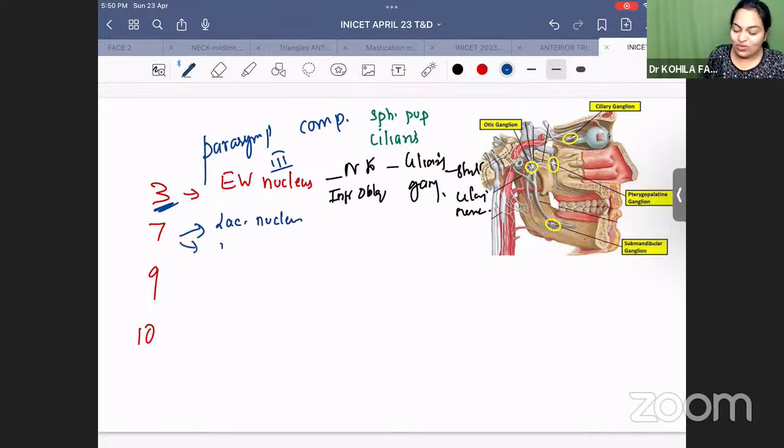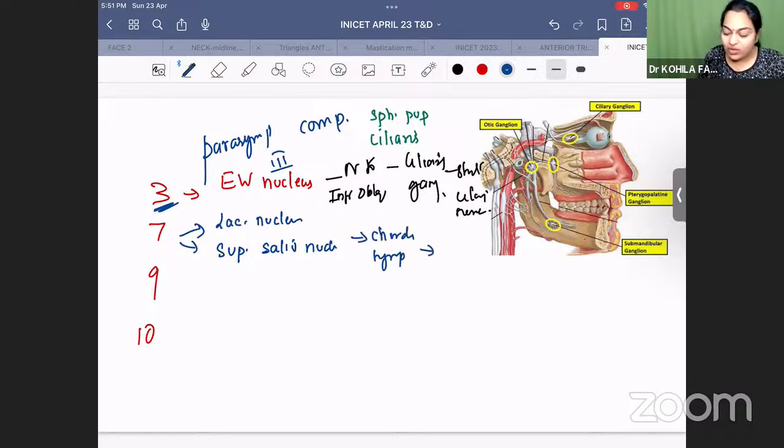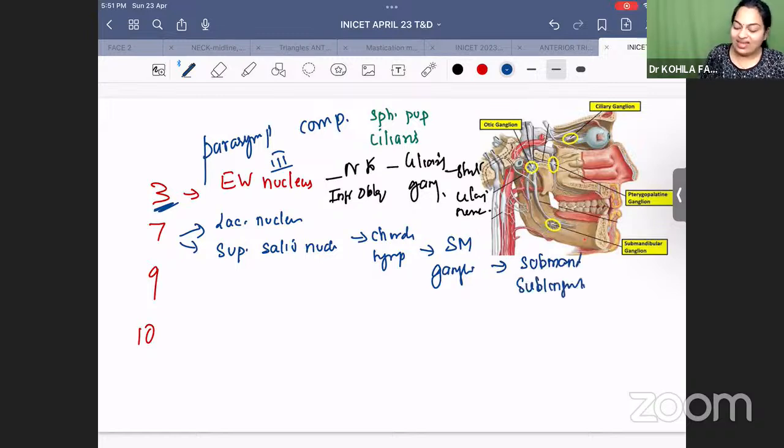What are the other two glands supplied by the seventh nerve? The superior salivatory nucleus. Okay, the fibers go through the chorda tympani. This chorda tympani will join the lingual nerve, right? And what is the ganglia related to it? Submandibular ganglia. Fibers are going to supply the submandibular and sublingual salivary glands.